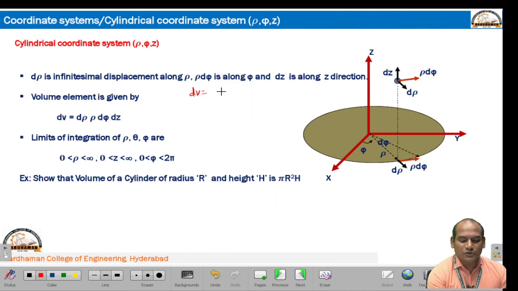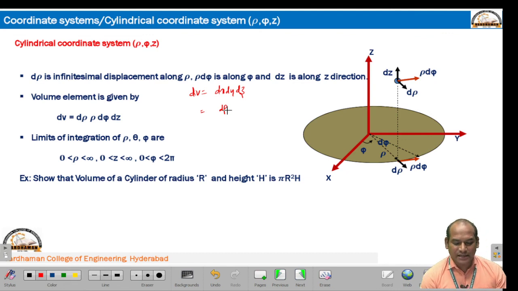dV is equal to, in the case of Cartesian I have written dx, dy, dz, but now we are in the cylindrical coordinate system, so 3 differential lengths we have to multiply. Because of the change in rho, d rho is the differential length. Because of the change in phi, rho d phi is the differential length. Observe this carefully. I did not write simply d phi, I have written rho d phi. The reason I have just now given. Because of the change in z, dz is the differential length. If you multiply these 3 differential lengths, you will get the differential volume.